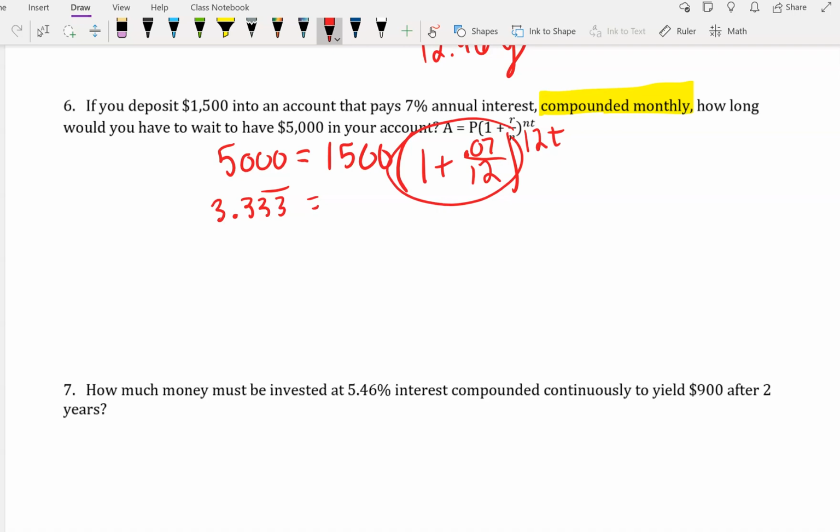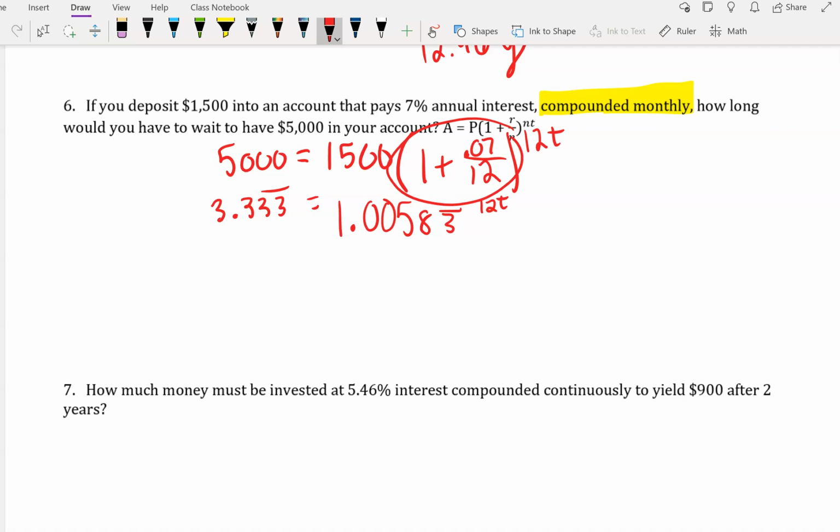And then I'm going to simplify this part too. 0.07 divided by 12 is going to be, so this is going to simplify to 1.00583, and the 3 repeats. So that's what that decimal is going to be, to the power of 12t.